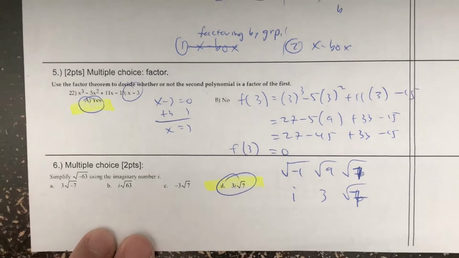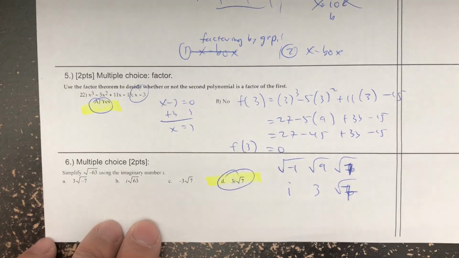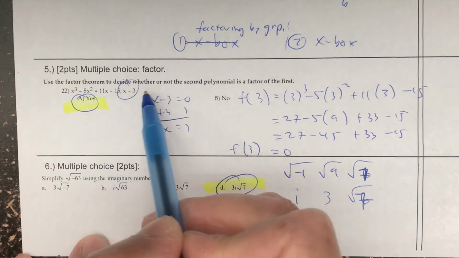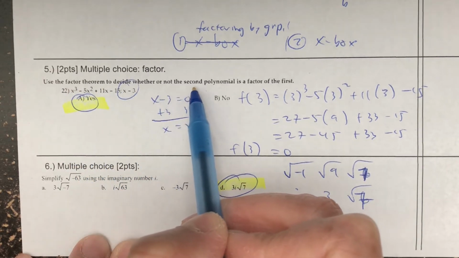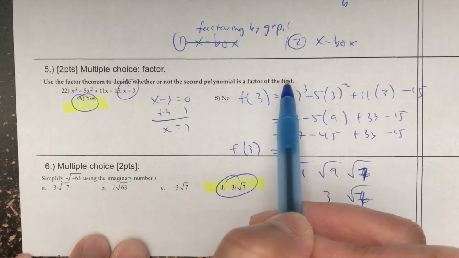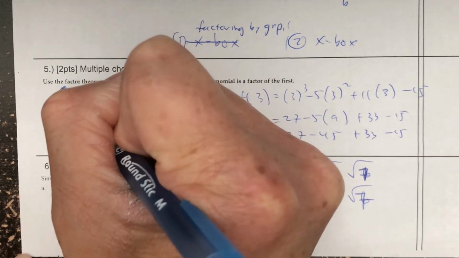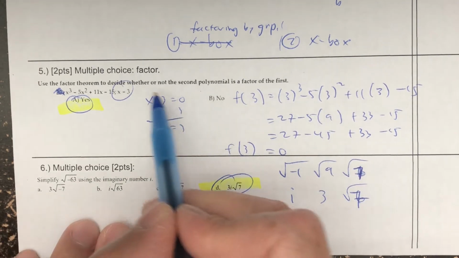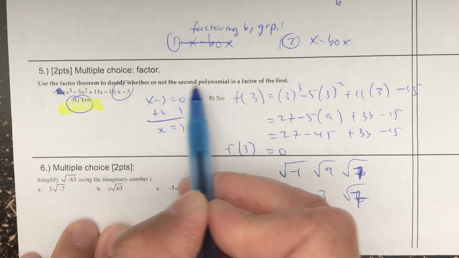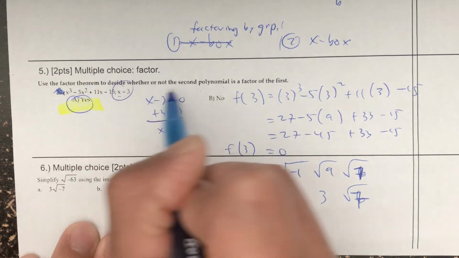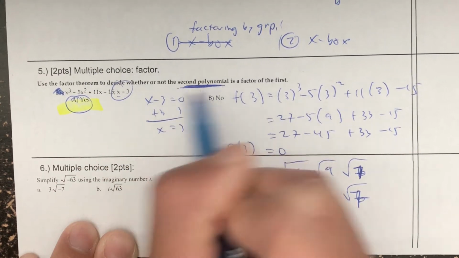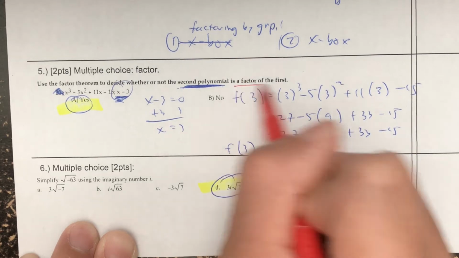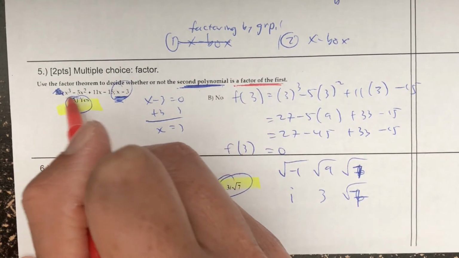Question number 5. Use the factor theorem to decide whether or not the second polynomial is a factor of the first. So cross off that part. That just says question number 22 that I took. Decide whether or not the second polynomial, this is the second polynomial, blue, is a factor of the first. The first one is here in red.